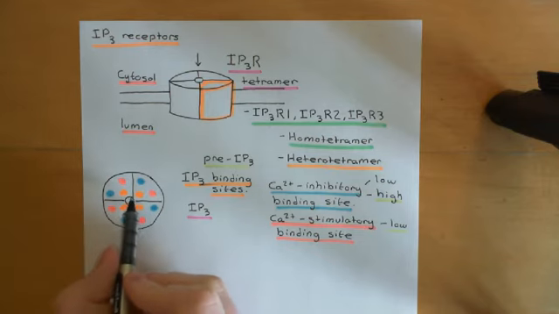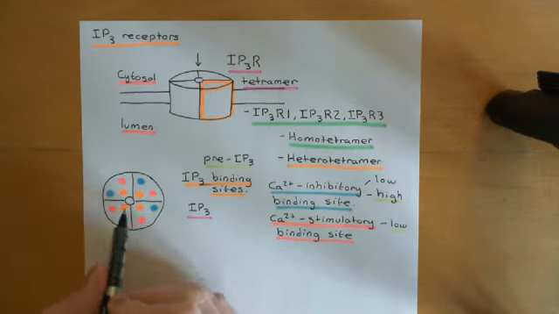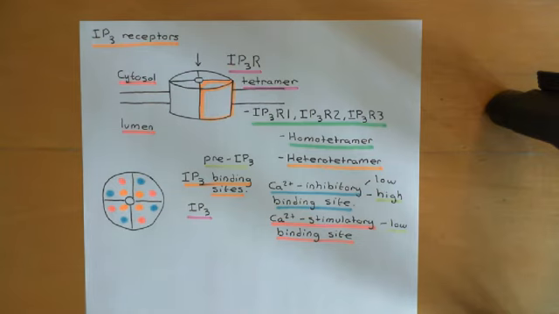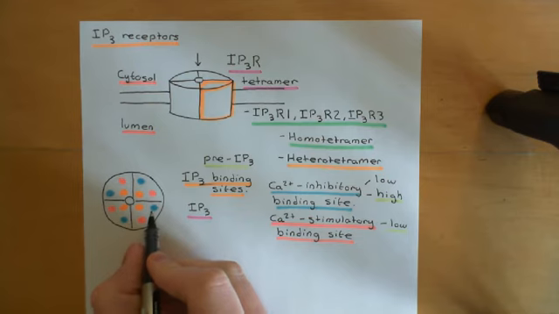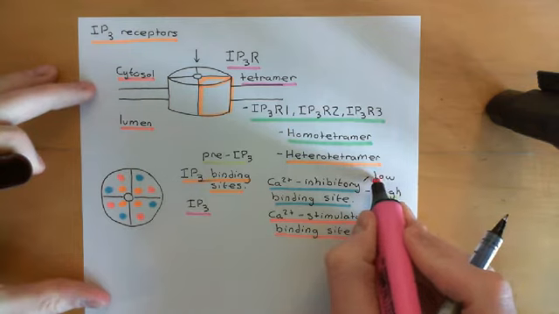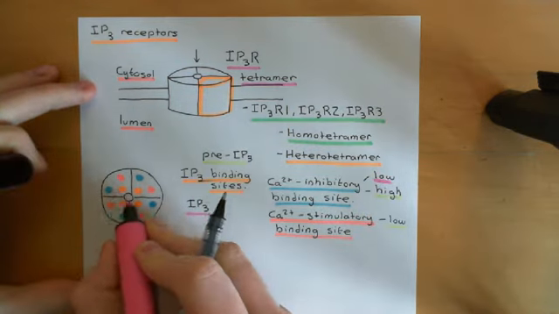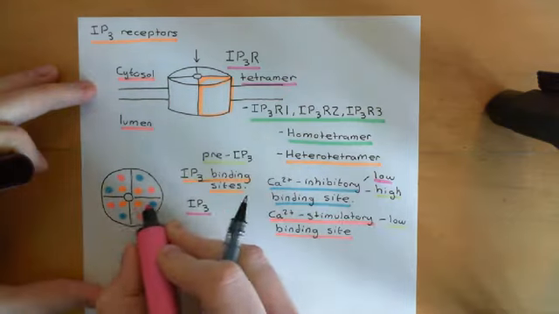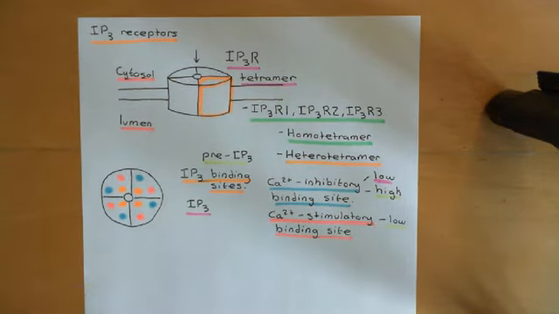Okay, so let's say 4 IP3 molecules are coming in, 1 will bind to each of the 4 IP3 receptor subunits. What that is now going to trigger in each of these IP3 receptor subunits is a conformational change that results in this calcium inhibitory binding site losing its affinity for calcium. So once you've got IP3 bound in these 4 sites, the calcium inhibitory sites on each of the 4 subunits now get a much lower affinity for calcium.